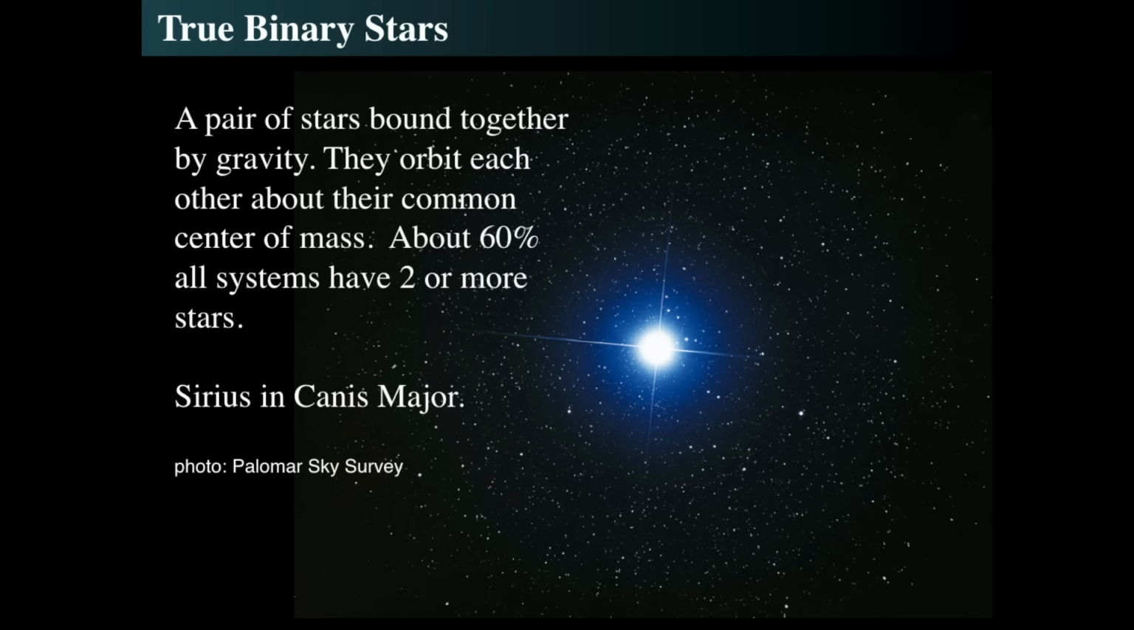So let's go back and look at how we know about white dwarfs, and we're going to go back to our original talk about binary stars. A true binary star pair is a pair bound together by gravity. And more than half of all the stars in the sky have some stellar companion, at least two, and some have more.